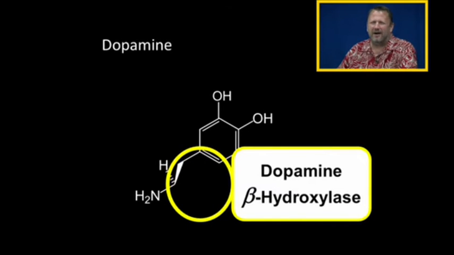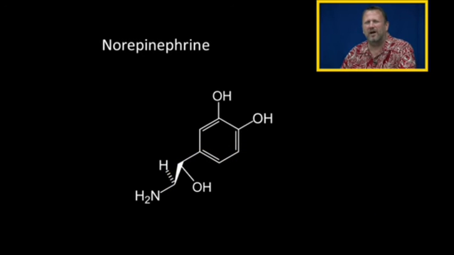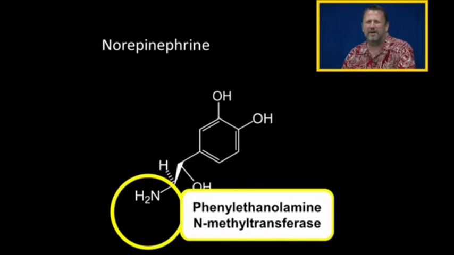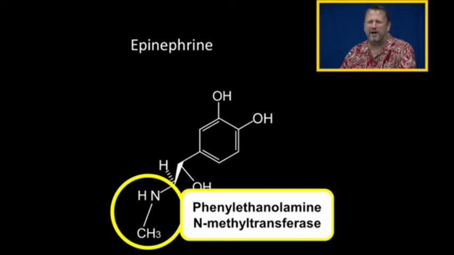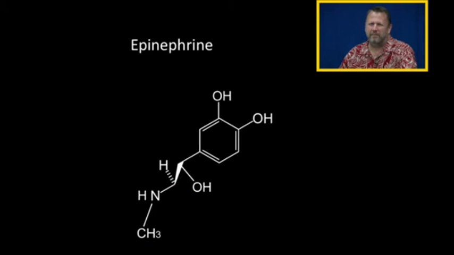Dopamine beta hydroxylase will put a hydroxide group on the beta carbon, and we have norepinephrine. When we have norepinephrine, an enzyme called phenylethanolamine N-methyltransferase will put a methyl group on our phenylethanolamine, and this gives us epinephrine.